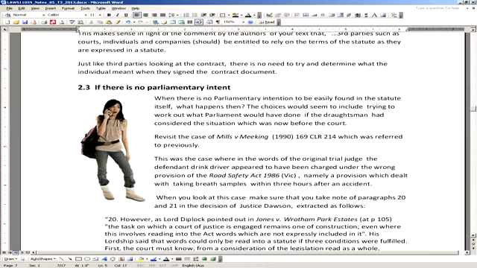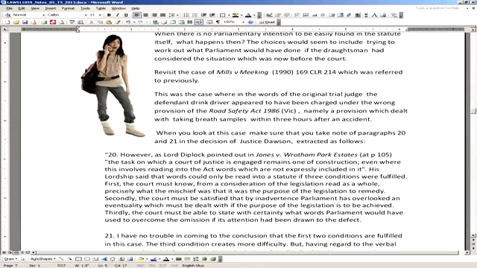And they mention here a High Court case from 1990, Mills and Meeking, volume 169 of the Commonwealth Law Reports 214. This was a case where, in the words of the original trial judge, the defendant drink driver was charged under the wrong provision in what was then the Victorian Road Safety Act. And it talked about taking breath samples. You can see why some of these cases might have been run, because people were going to lose their licence, so they keep appealing up through the system.